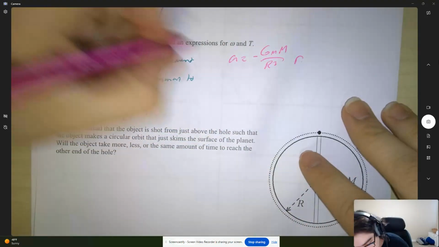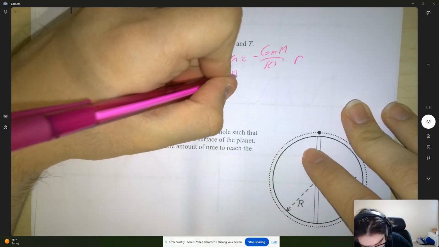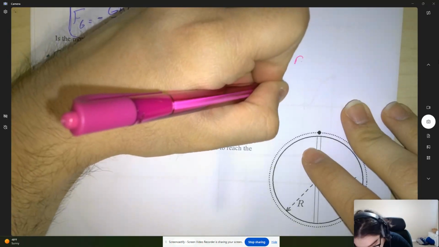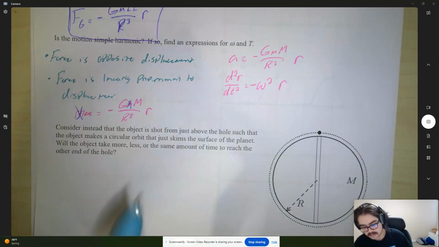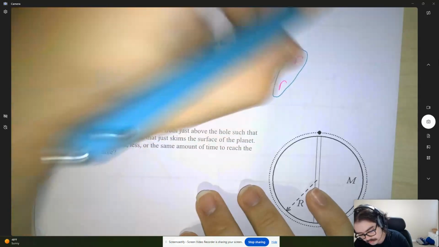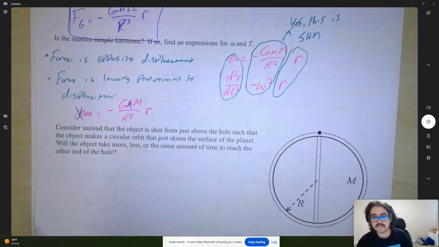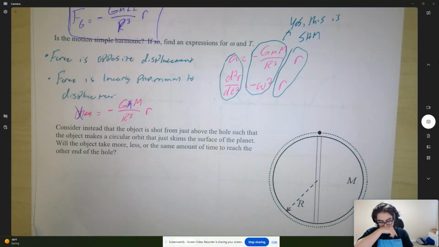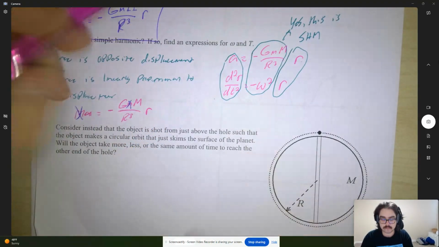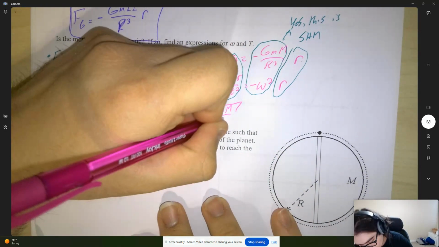This is the simple harmonic motion differential equation because a is the second derivative of position. So this is d squared r over dt squared equals negative omega squared times r, and you can see how those all connect. So yes, this is simple harmonic motion because it fits the equation. To get the expression for omega, I can drop the negatives and root both sides. So omega has to be equal to root G M over r cubed.